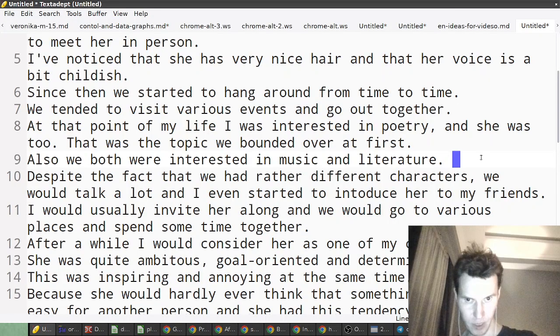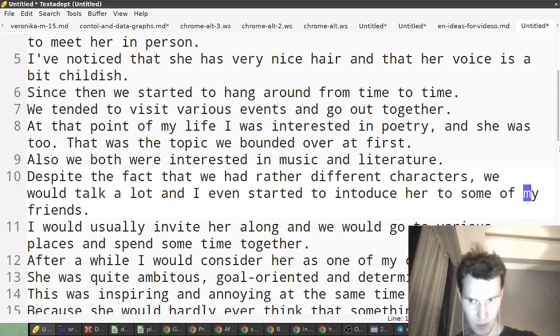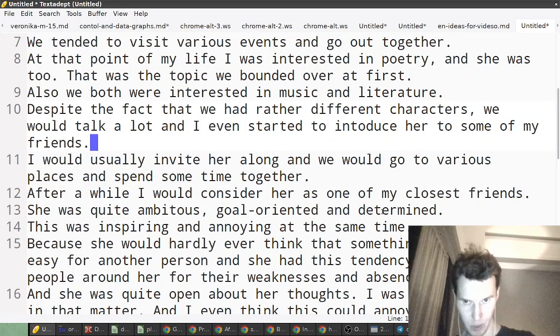Despite the fact that we had rather different characters, we would talk a lot and I even started to introduce her to some of my friends. I would usually invite her alone and we would go to various places and spend some time together. After a while, I considered her one of my closest friends. She was quite ambitious, goal-oriented, and determined.